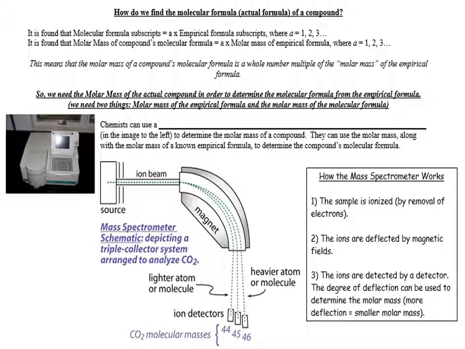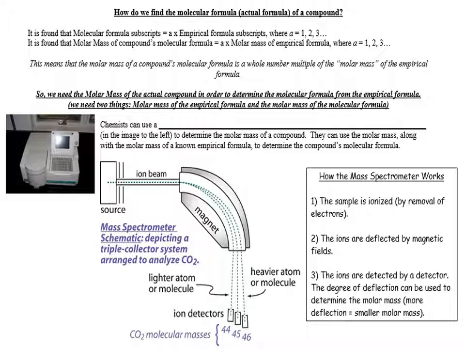So, great, we found the empirical formula, but we want to know what the actual molecule is. We want to know what the actual compound is, the exact number of atoms in that compound. Is it HO, H2O2, or H4O4, if that exists? What is it? So we need a bit more information.